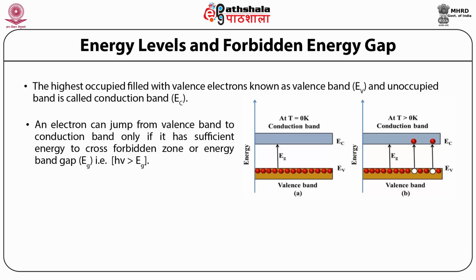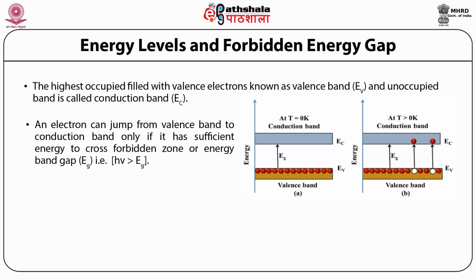The value of Eg can be calculated by measuring the absorption of light by a semiconductor material as a function of photon energy h nu. Sunlight can be absorbed by semiconductor materials only if this h nu is greater than Eg.